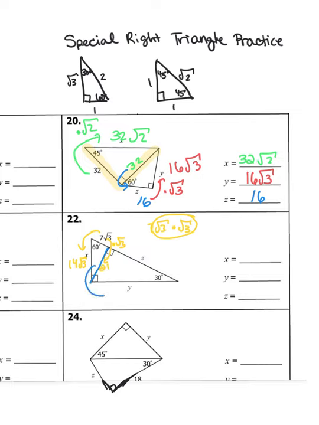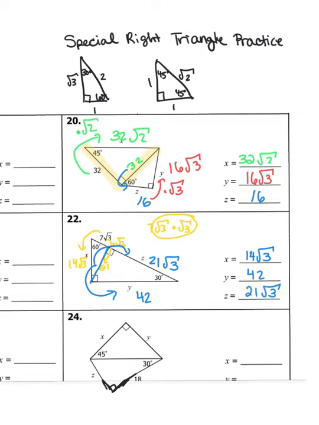So to go from the short leg to the hypotenuse, I multiply by 2, so that's going to give me 42. To go from the short leg to the long leg, I multiply by the square root of 3, so that's going to give me 21 square roots of 3. So x is 14 square roots of 3, y is 42, and z is 21 square roots of 3.